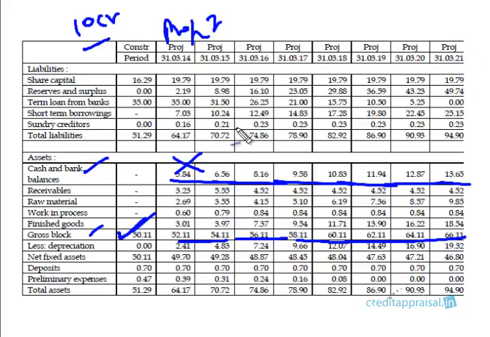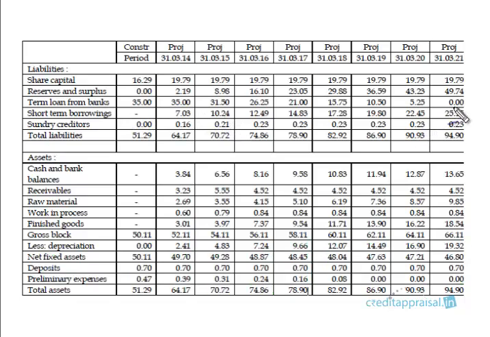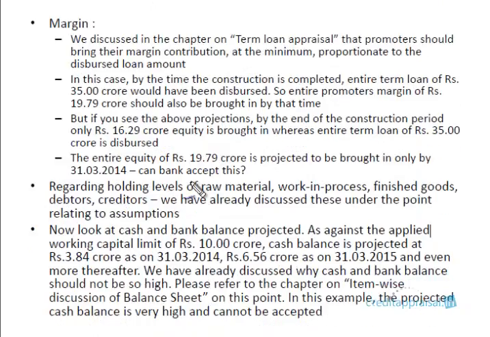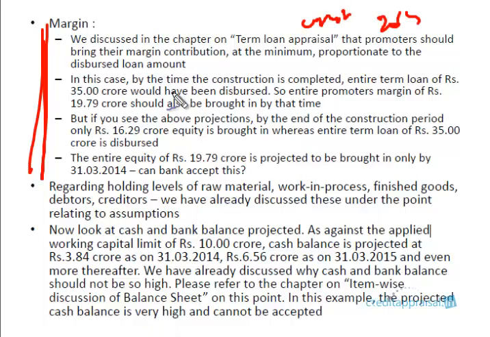So the rest of the things are okay. Have an overall look at the projected balance sheet and the P&L account, so you'll get an idea as to whether any item is standing out. If you're not comfortable, you can get clarification from the company. So that's basically what we are summarizing here. Margin: I already told you that 19.79 crores is appearing from next year, not during the construction period, because that's margin for working capital. That's okay. Holding levels and all we have discussed.